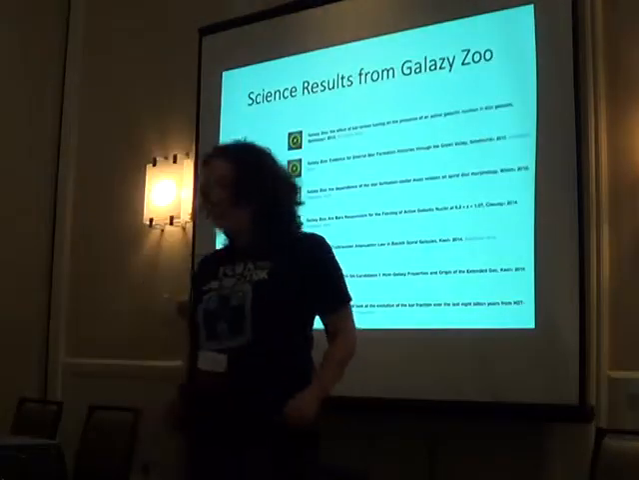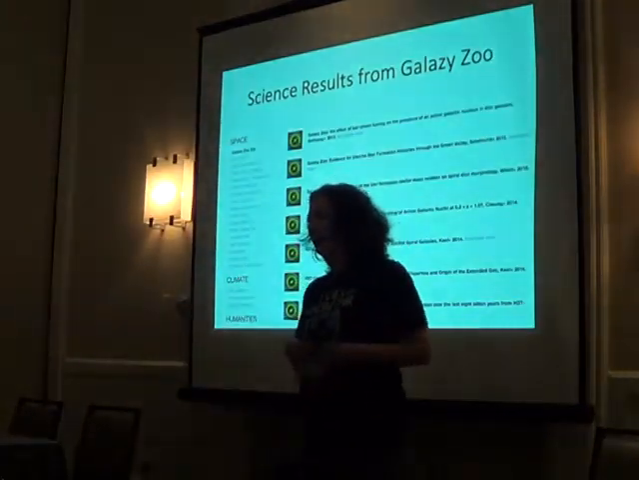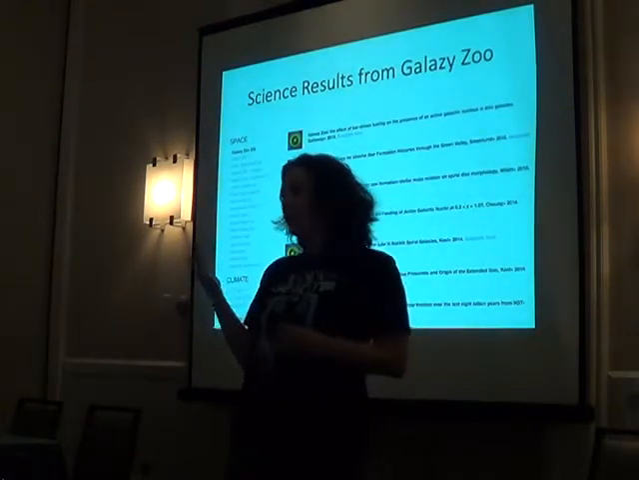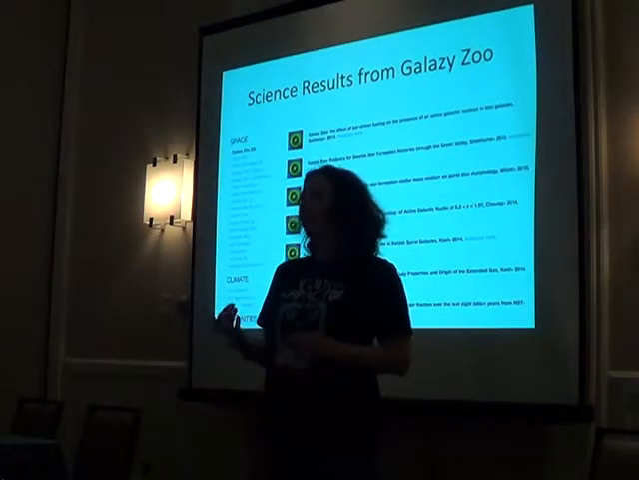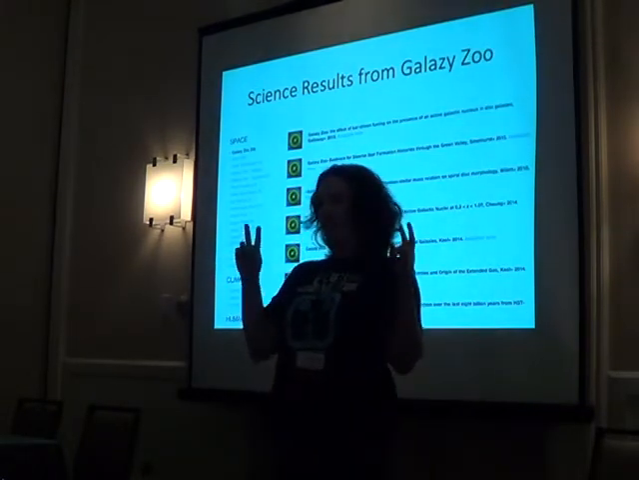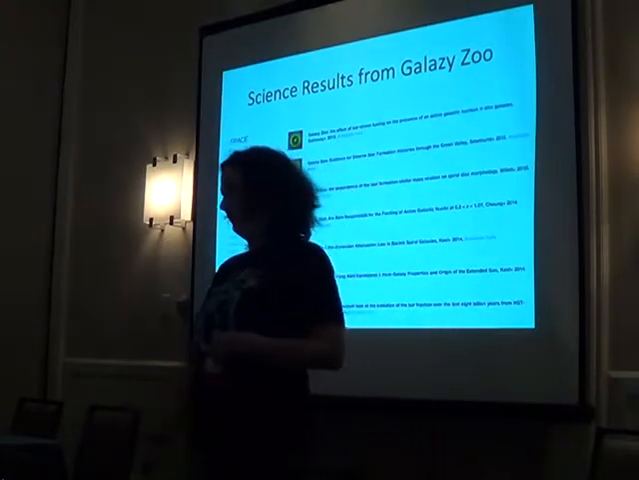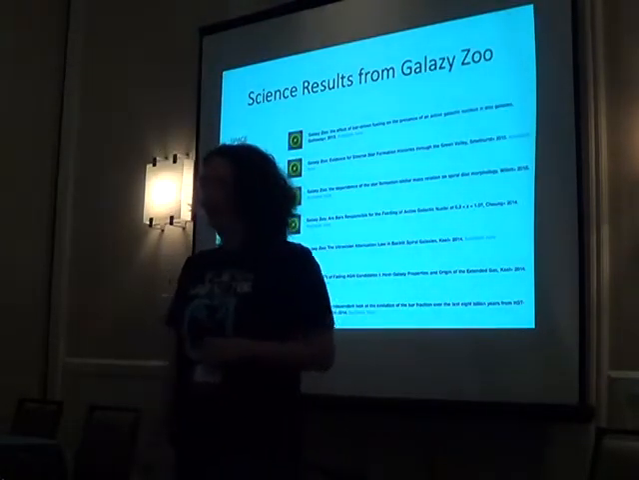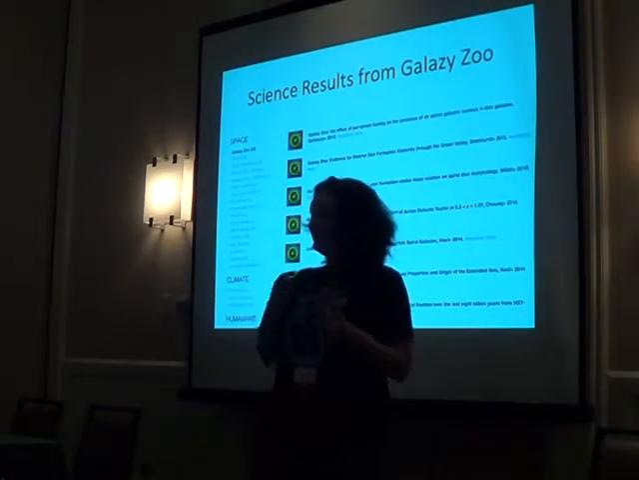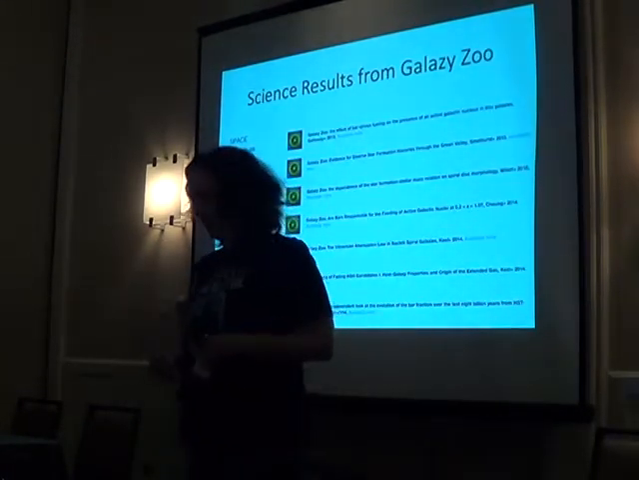Okay, so besides having people go through and do stuff, they're actually publishing results. There are about 60 papers, scientific peer-reviewed papers, that list 60,000 plus Galaxy Zoo users as part of the publication list. So you won't actually get your name on the paper, but if you help out, you will be acknowledged in the mass of other volunteers.